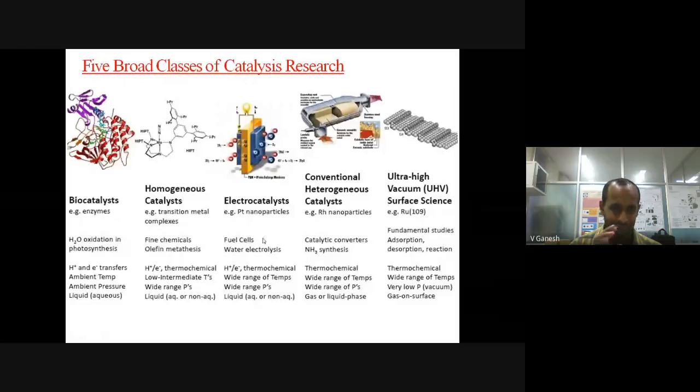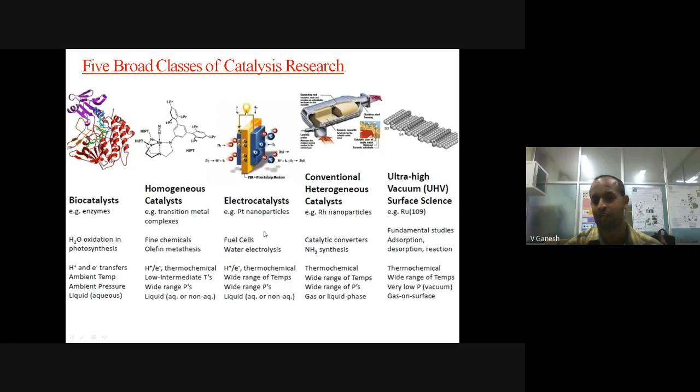Maybe I will spend a minute or two on biocatalysis. What do I mean by biocatalysis? You can look at enzymatic reactions. You can create biomimetic catalysis. You can mimic the function of biomolecules, both in terms of structure and in terms of function. One can mimic even on the electrode surface. That's the kind of biocatalysis we talk about.